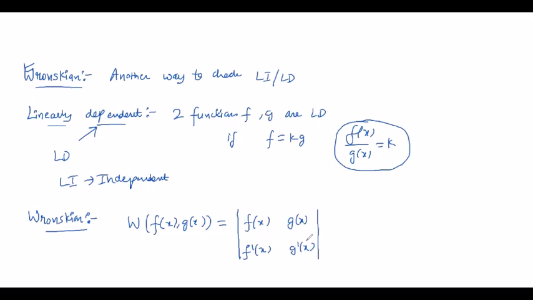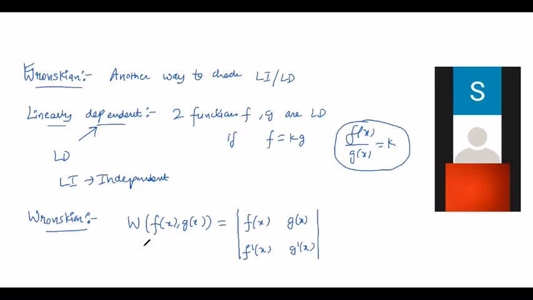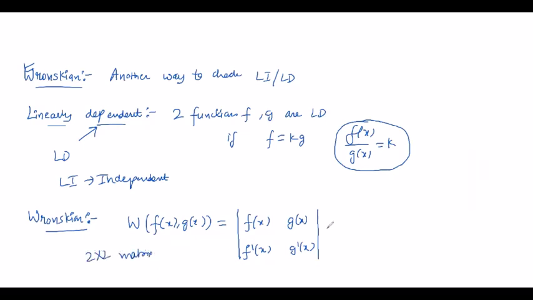Remember, this is the sign for the determinant. So you form a matrix, the first row contains the functions, the second row contains the first order derivatives, and then you just find the determinant. Obviously, if there are two functions, the Wronskian is going to be the determinant of a 2 cross 2 matrix, right? And similarly, I can give you the definition for 3 functions.